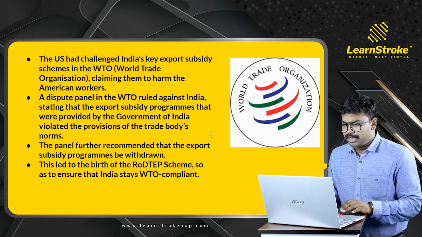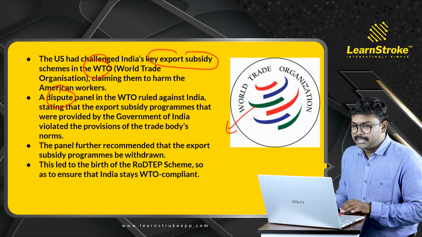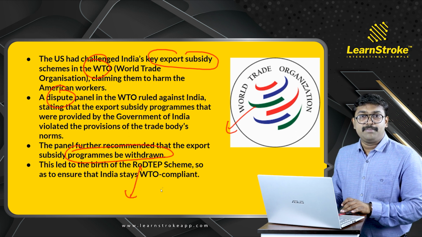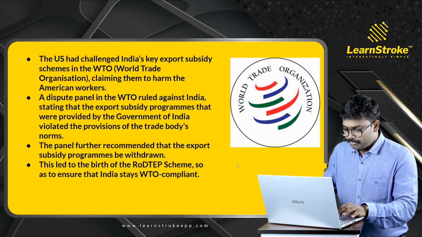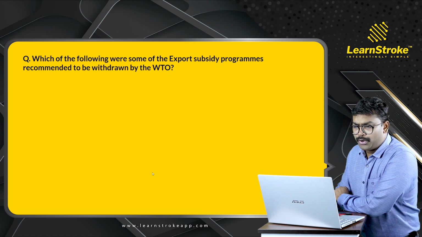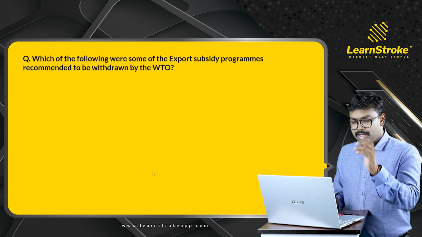And now let's take a close look at what you mean by the WTO. You know WTO, and I told you about the dispute that happened, where they challenged India's export subsidy schemes, and the panel further recommended that export subsidy programs be withdrawn. This leads to the birth of RODTEP. That's very important. So you know the WTO story, and after that, let's take a close look at a question. Which of the following were some of the export subsidy programs recommended to be withdrawn by the WTO? If you get a question like this, let's see what happens.